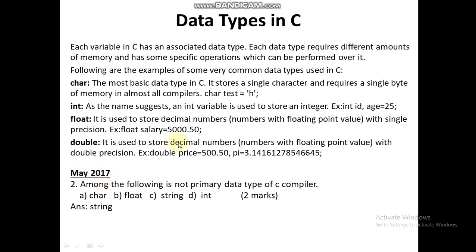In your question papers, in the May 2017 question paper, one question is asked for 2 marks: among the following, which is not a primary data type of C compiler? Options: char, float, string, int. Char is a data type, float is a data type, int is also a data type, but string is not a data type in C language. So the answer is string.